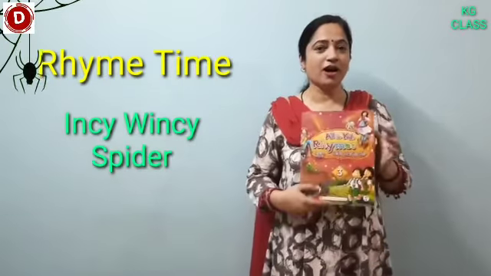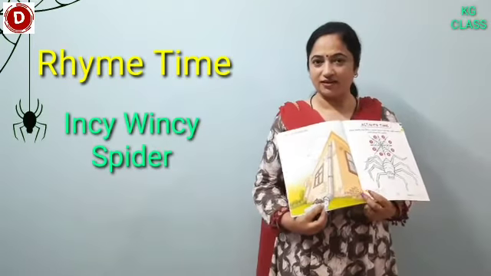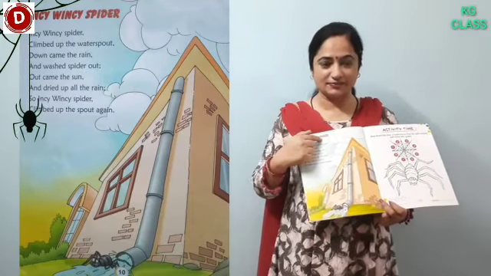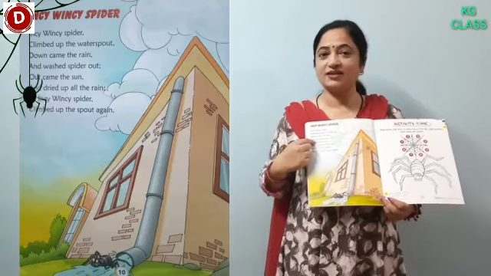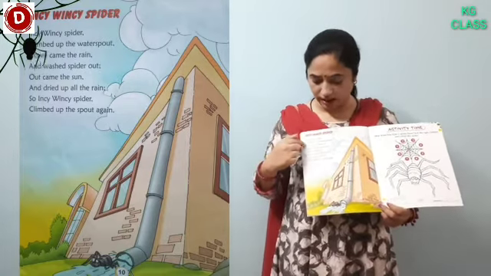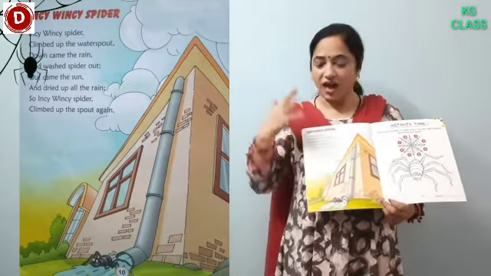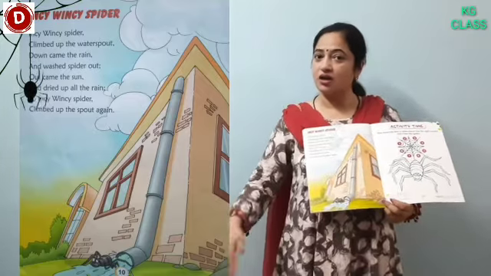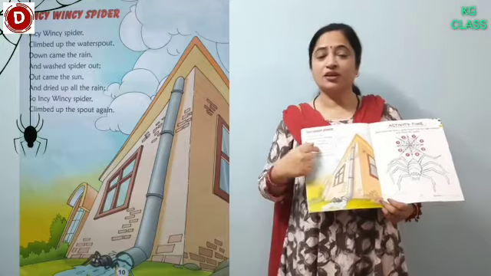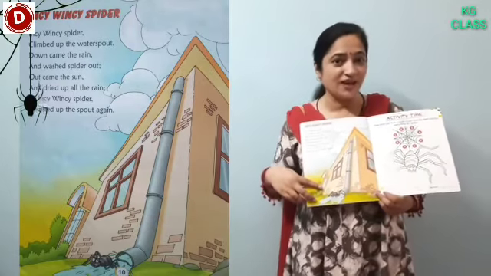Go and bring your rhyme book and open page number 10 and take out the rhyme, Incy Wincy Spider. And come on, recite after me. Incy Wincy Spider climbed up the water spout. Down came the rain and washed the spider out. Out came the sun and dried up all the rain. So Incy Wincy Spider climbed up the spout again.